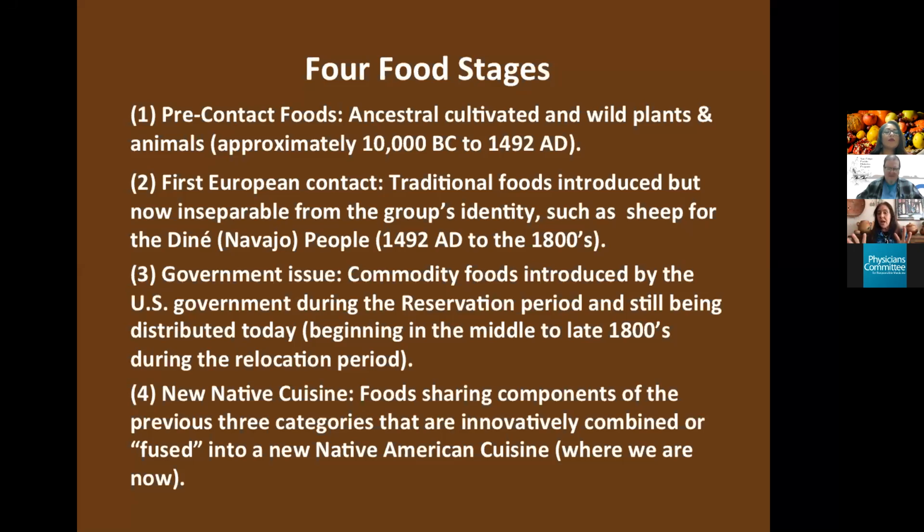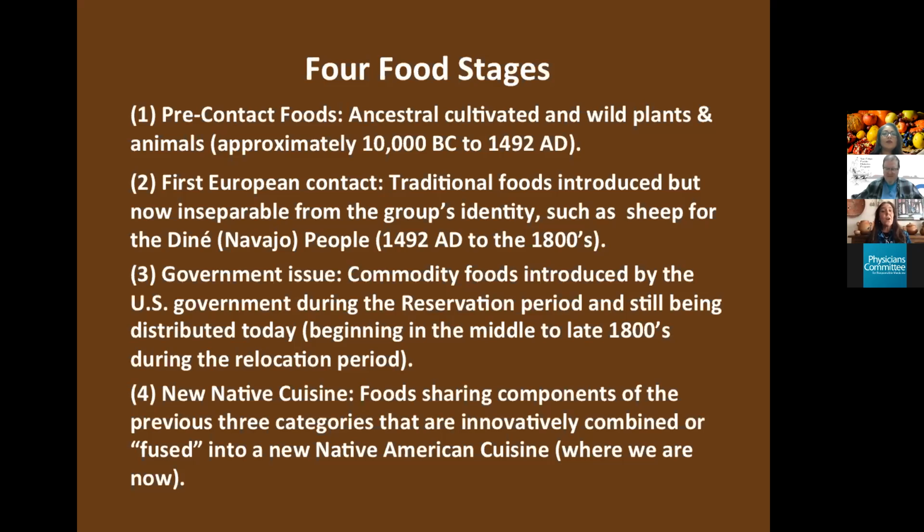And then first contact from 1492 to about the mid 1800s. And a really good example of this would be sheep, with the Dene or the Navajo people. So sheep were introduced, but now those sheep are inseparable with the identity of Navajo people. Sheep is a part of their life, sheep is life, so very important. So some of the foods that got introduced got woven like a blanket into the fabric of who the people are.